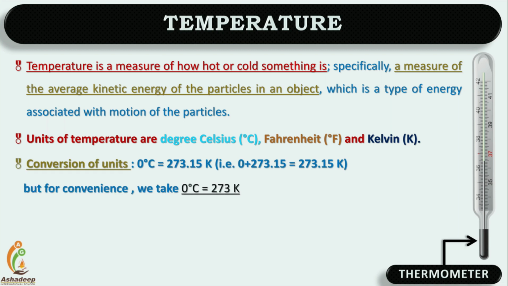Now, conversion of units. Here the most important thing is conversion from degree Celsius to Kelvin. So this is the conversion we are going to study now. 0 degree Celsius is equal to 273.15 Kelvin. When you have the temperature in degree Celsius, you have to add 273.15 and the sum will give you the temperature in Kelvin. But for convenience, we take 0 degree Celsius as 273 Kelvin. The 0.15 we do not need to write, for our convenience.